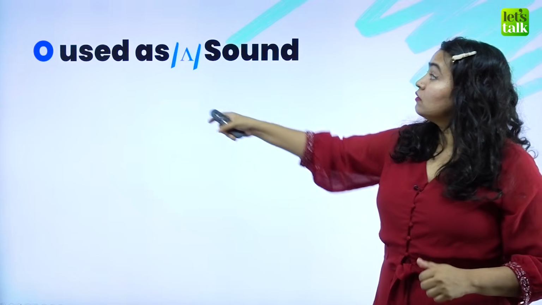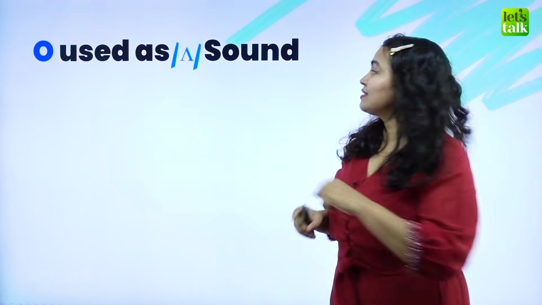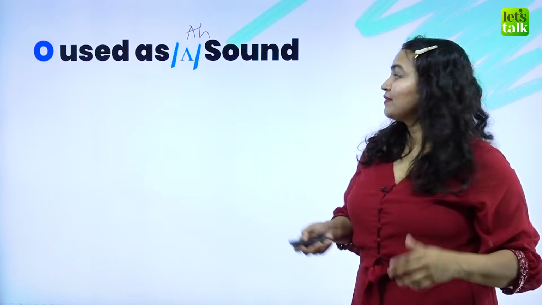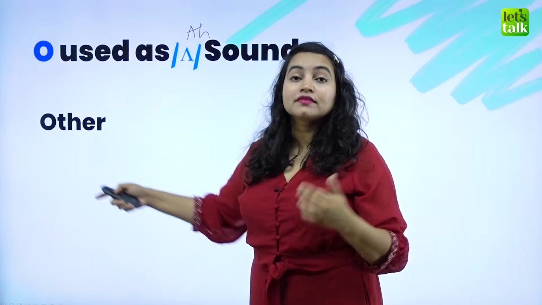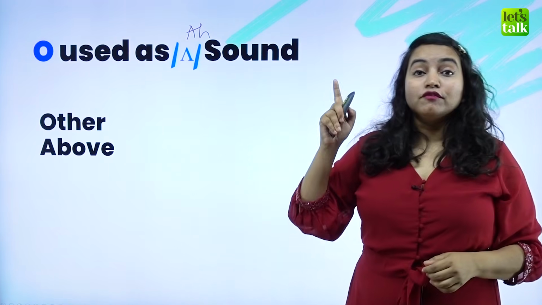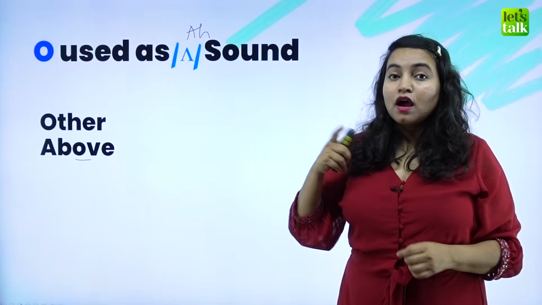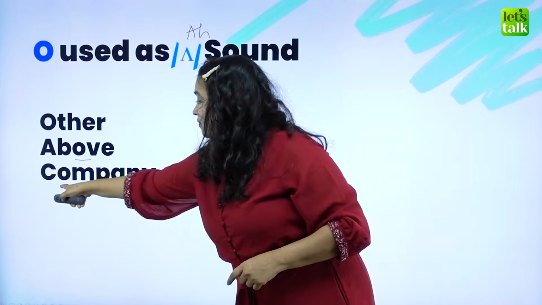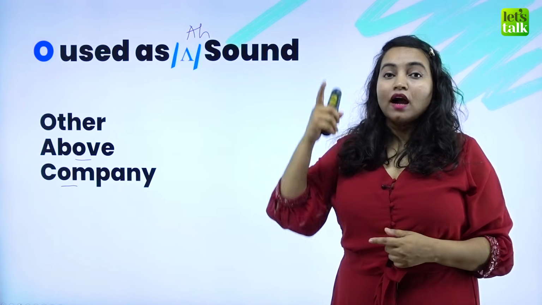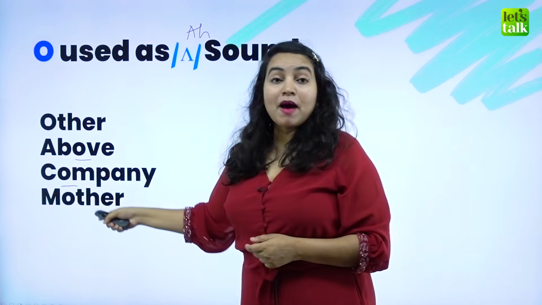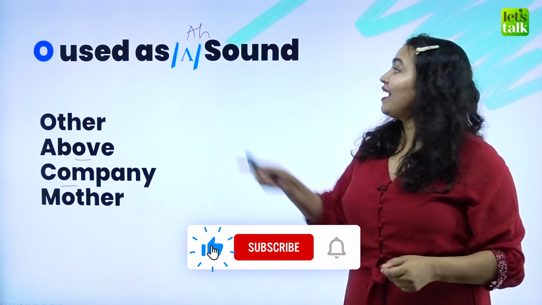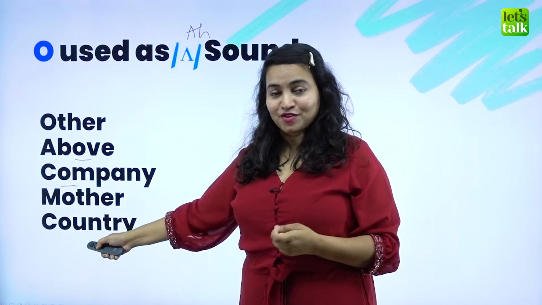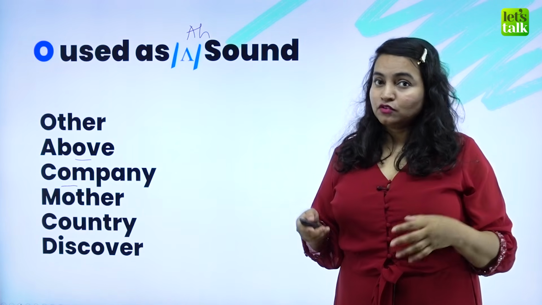But then we've got O also used as the A sound. Okay. As I mentioned, it's not an A, it's simply A. Let's look at some words. Other, other. Above, not above, above, above. Company, not company or company, company. Mother, not mother, ma and a, mother. Country, country.